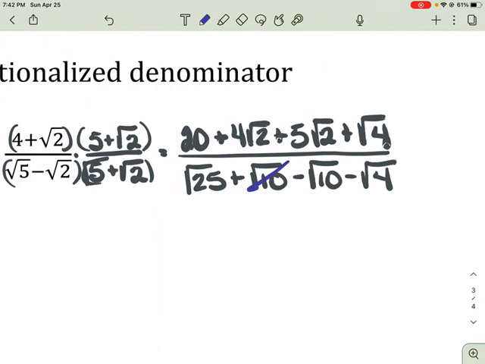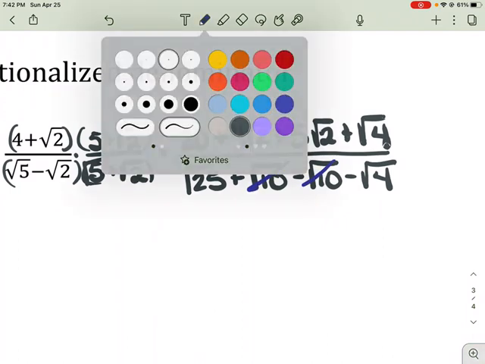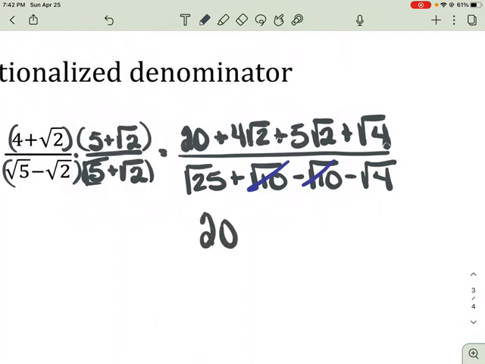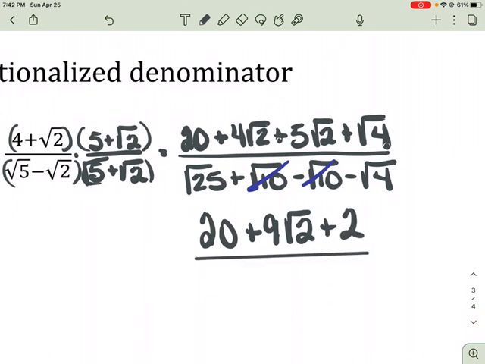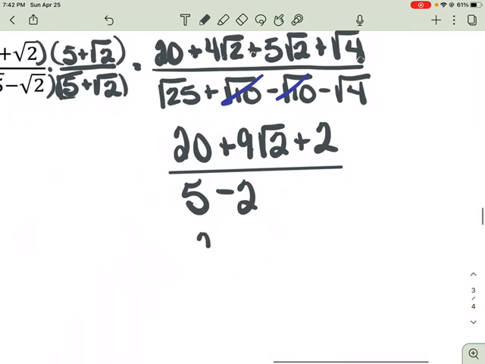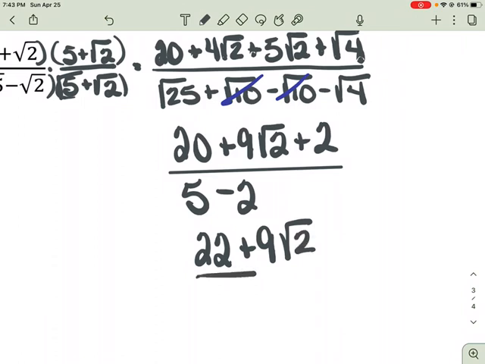Well, first of all, we can get rid of these guys because they're exactly the same. Okay, in the numerator, we're going to get 20 plus 9 square roots of 2. Square root of 4 is 2. Denominator, 5 minus 2. All right, let's put some things together here. We get 22 plus 9 square roots of 2 all over 3.